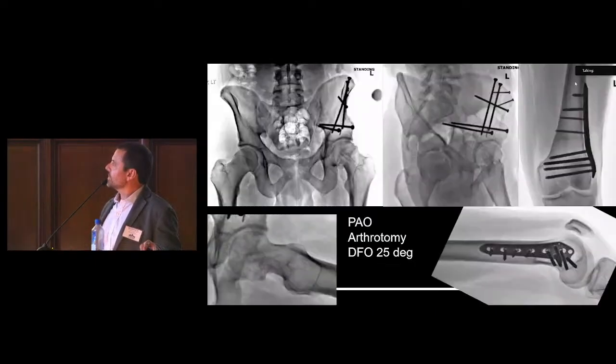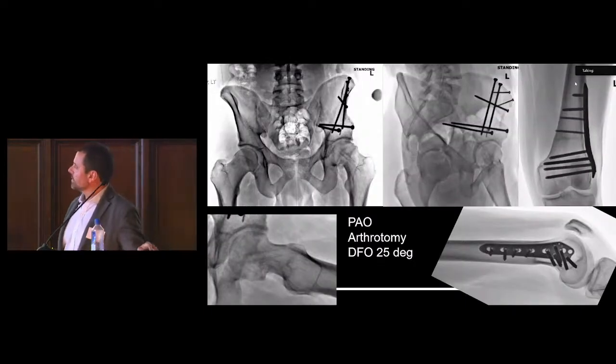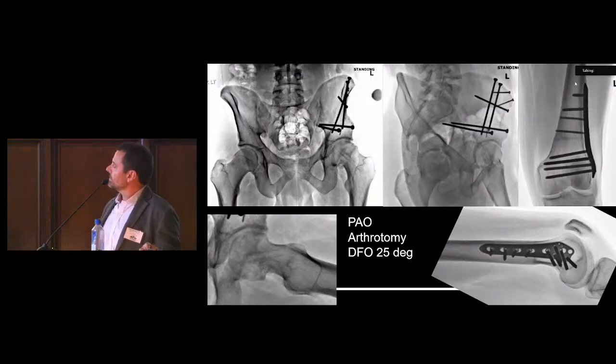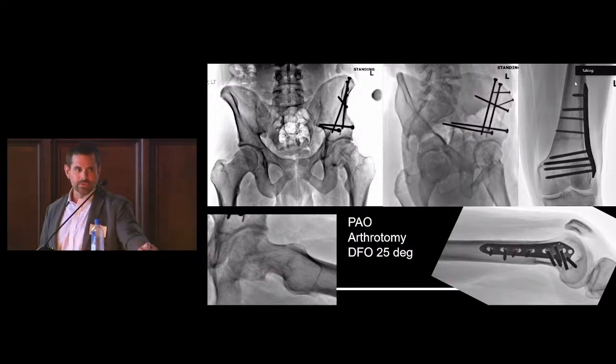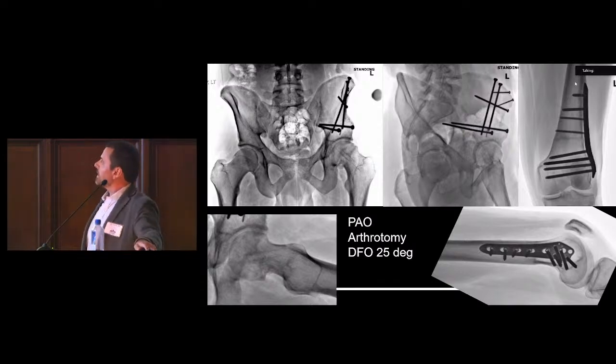So he's currently 2 years post-op. I did end up doing a PAO, did an open arthrotomy, fixed the labrum, and did a massive cam osteoplasty. This was the first distal femoral osteotomy that I think I did rather than intertrochanteric or subtrochanteric. But thus far, he's back. He's actually playing football against my advice, but he feels great at this point, at least at 2 years.